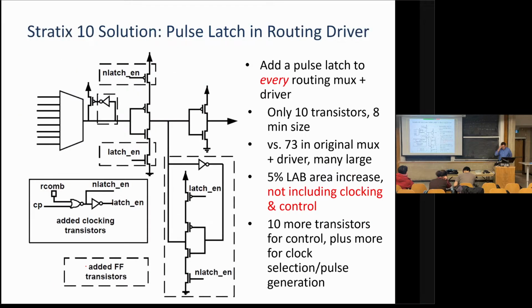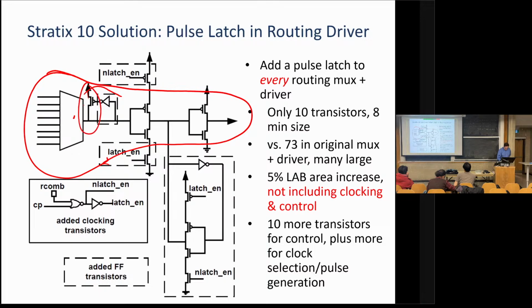Okay, so this is just another picture. This is from the Stratix 10 paper. It's basically a direct drive routing switch. I've got a mux made out of pass transistors or maybe transmission gates. I've got this weak keeper, a small inverter, and a big inverter. That's my direct drive switch.